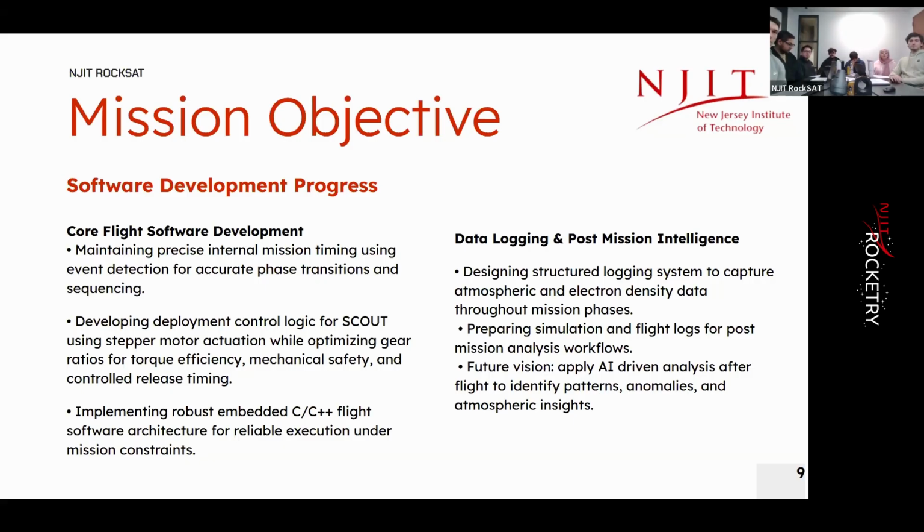We're implementing C++, as in the old presentations, for the fastest speeds, data logic, and post-mission intelligence. We have designed a structured logging system to capture the data. We're going to have a post-mission log system that we'll use after the mission to do some AI analysis to understand patterns, anomalies, and most frequent sites.